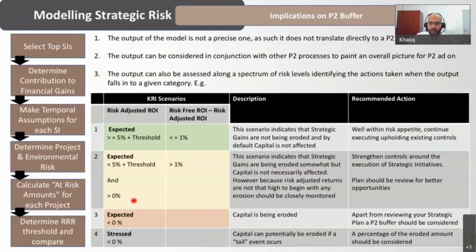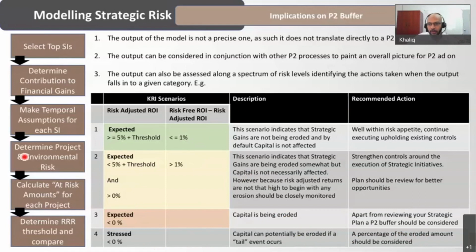Another scenario is that your expected risk-adjusted ROI now falls below that threshold marker, but it's still greater than 0%. In this instance, your recommendation may be to optimize your portfolio. Of course, if your risk-adjusted ROI is less than 0%, capital is being eroded. You may then take that figure as a P2 buffer. And if you stress your model, and that stressed result is less than 0%, you may take a percentage of the eroded amount as a consideration for the P2 buffer. I say percentage because you need to factor in that a tail event is unlikely, so you would not want to take the whole amount.